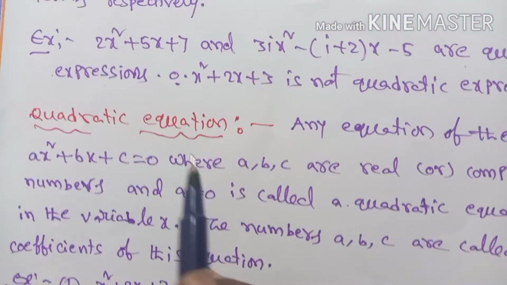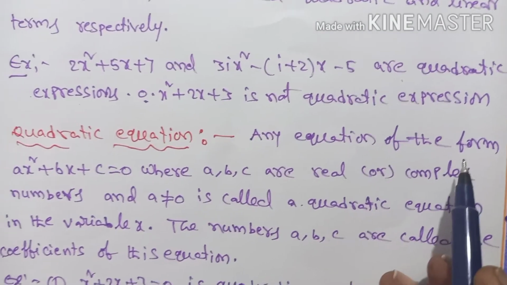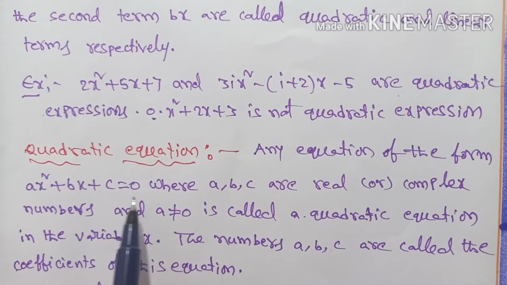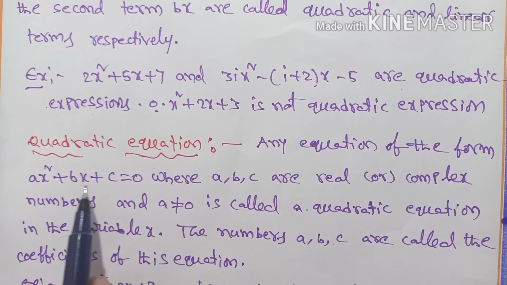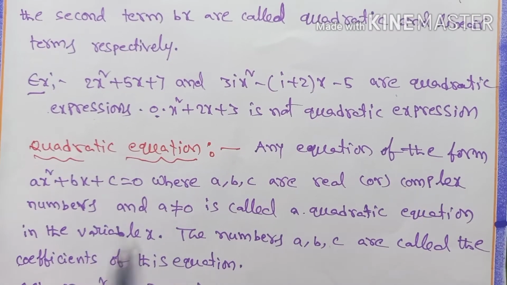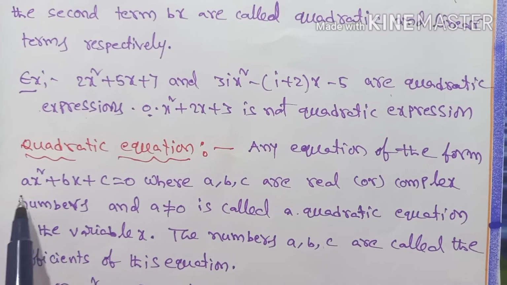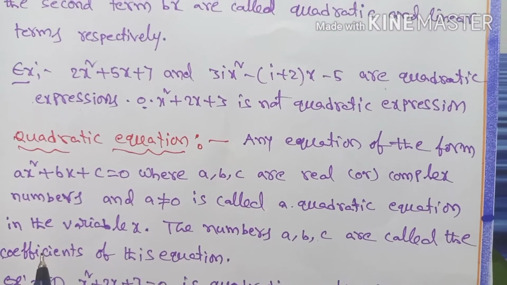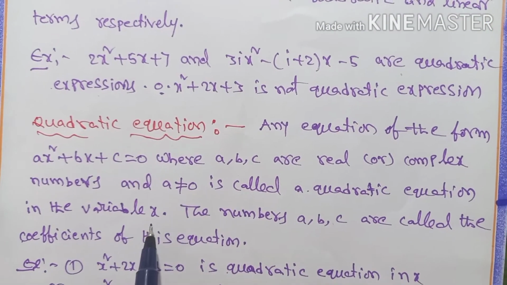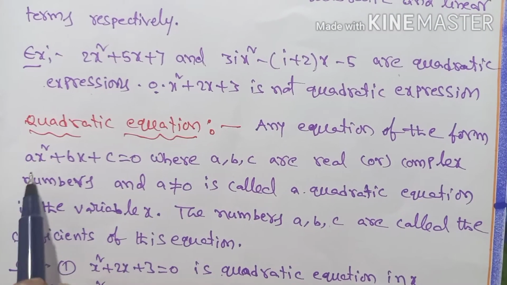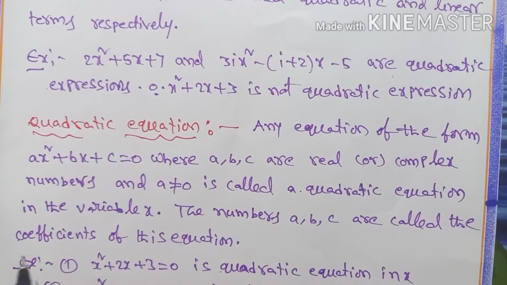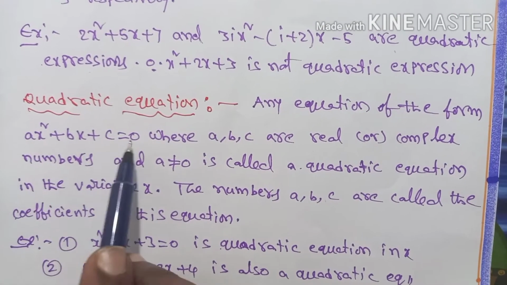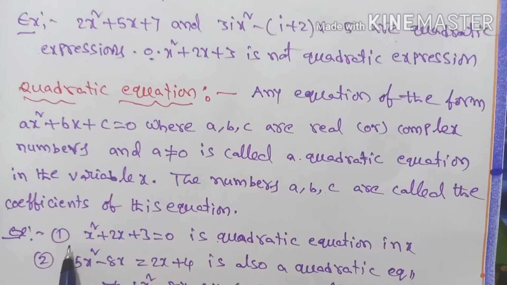Definition of quadratic equation: any equation of the form ax square plus bx plus c equal to 0, where a, b, c are real or complex numbers and coefficient of x square, a, not equal to 0, is called a quadratic equation in the variable x. The numbers a, b, c are called the coefficients of this equation.